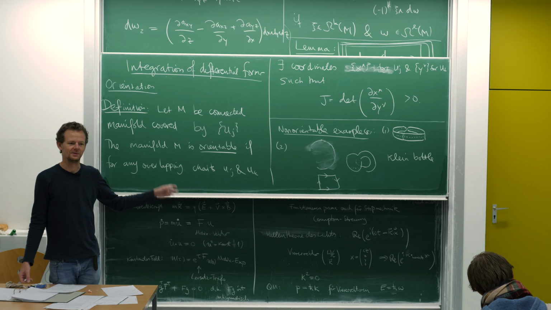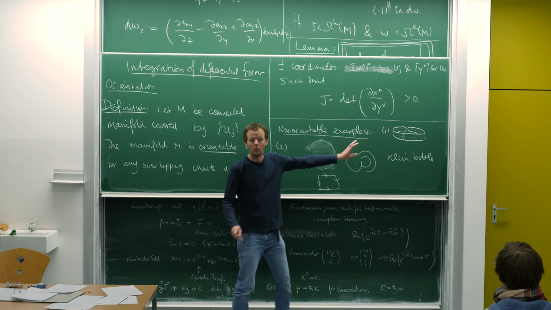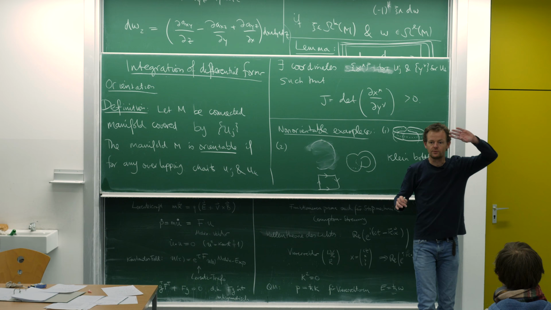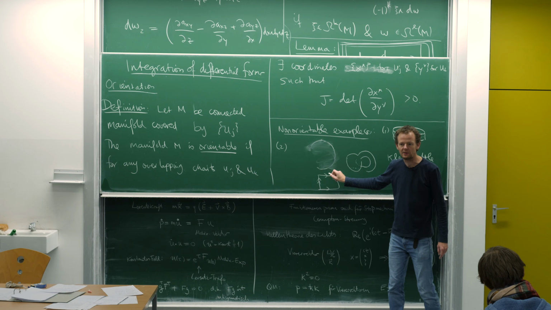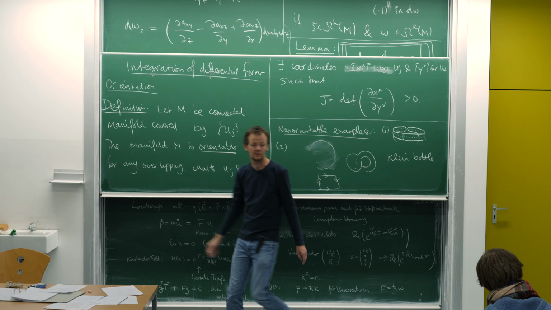Okay, these are non-orientable. Why? Because in the two coordinate systems here and here, in order to get from one coordinate system to the other, you have to invert one of the axes. Similarly here, I'm identifying this edge with that edge, and when we cover it with enough coordinate charts, you'll see that you always have to flip one of the coordinates, and therefore that determinant will be negative, at least one.